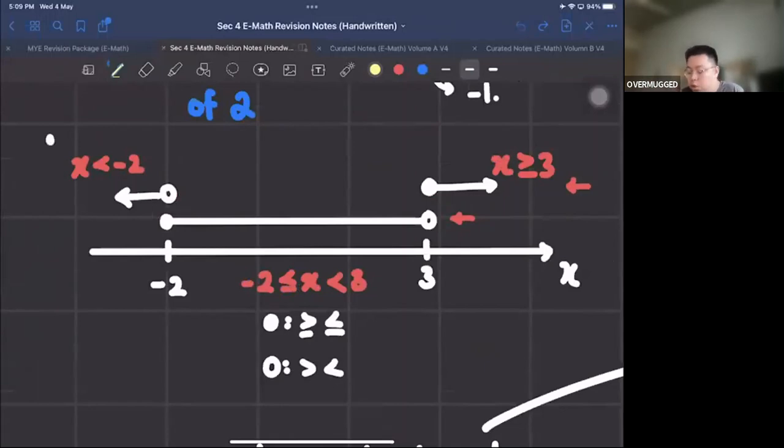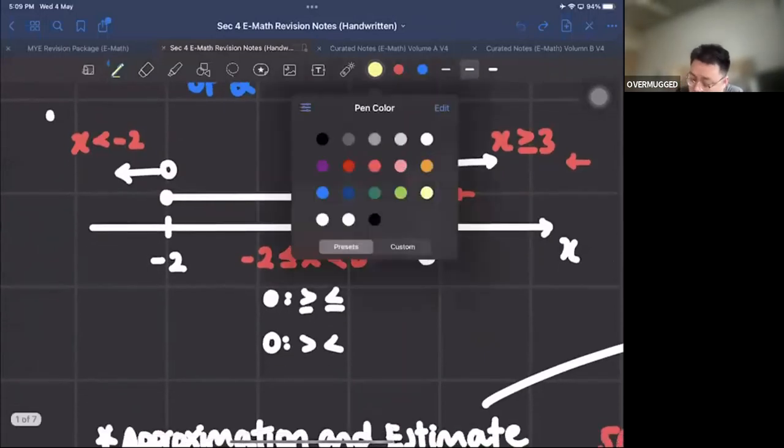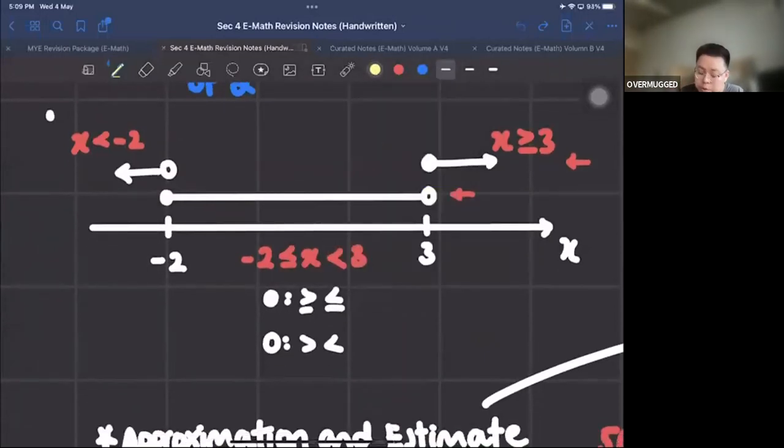Now, some schools do teach you to draw it in different ways. Follow what your school does. This is how I teach my students. One thing also, this is something that I realize many students do. They like to partition every single point. If your school says that you need to, go ahead.